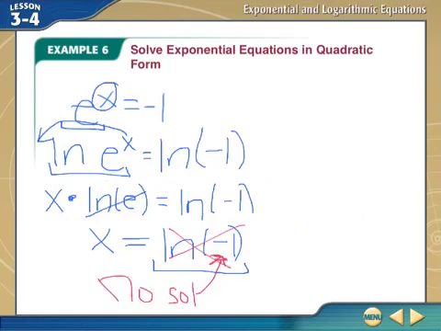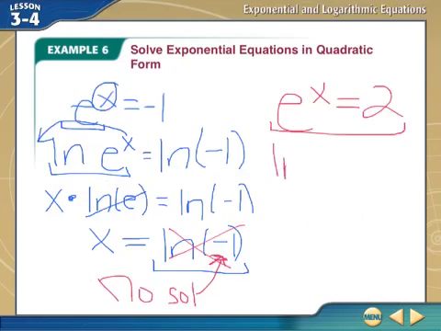We would say no solution if this was our only answer or exponential function we are going to solve, but we still have to solve e to the x equals 2. So there's no solution to natural log of negative 1. That doesn't mean that the entire answer to the entire problem is no solution, because we still have to solve e raised to the x equals 2.